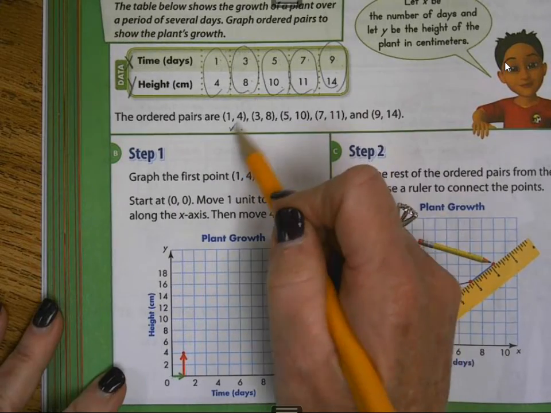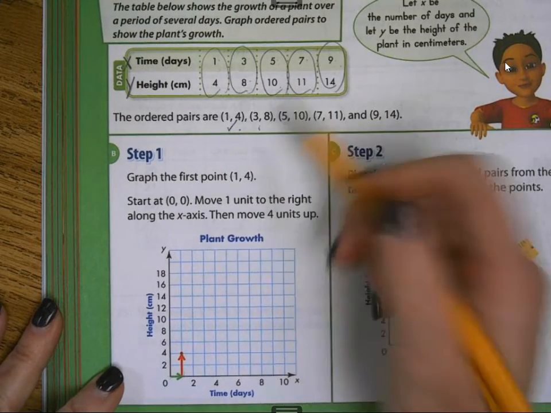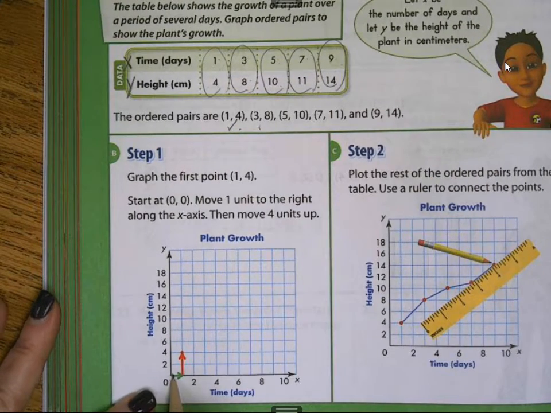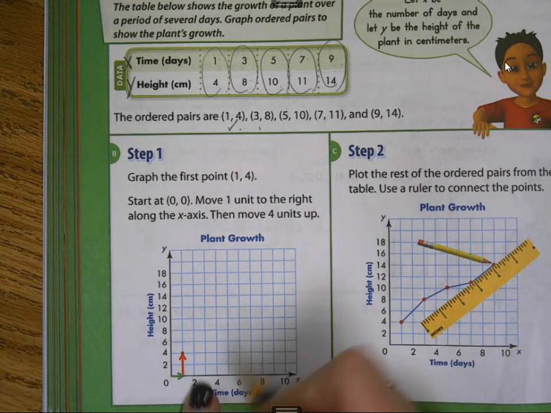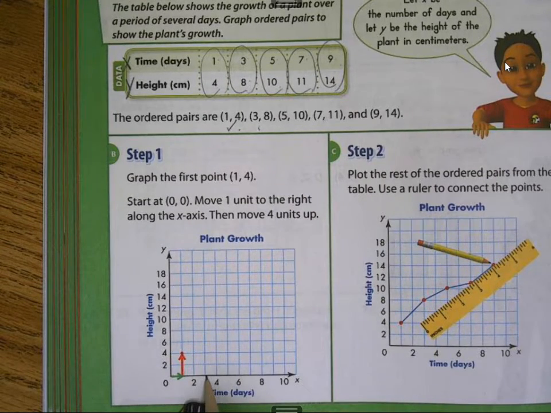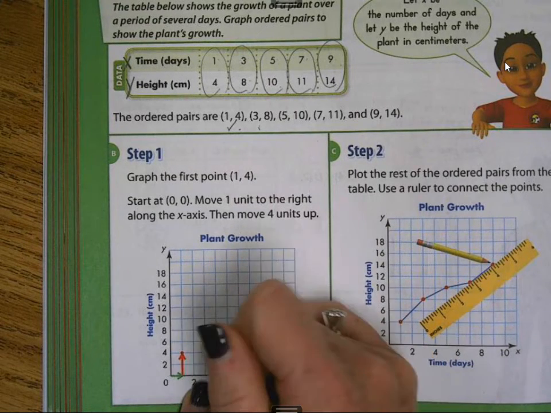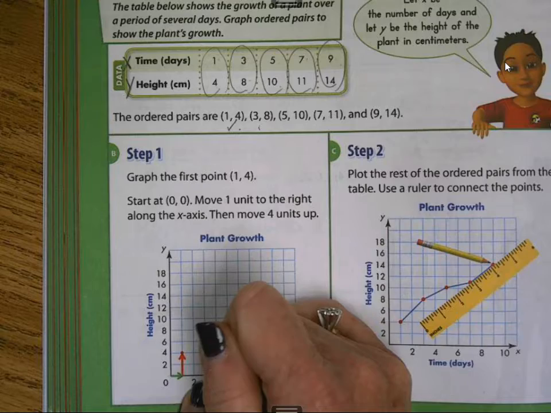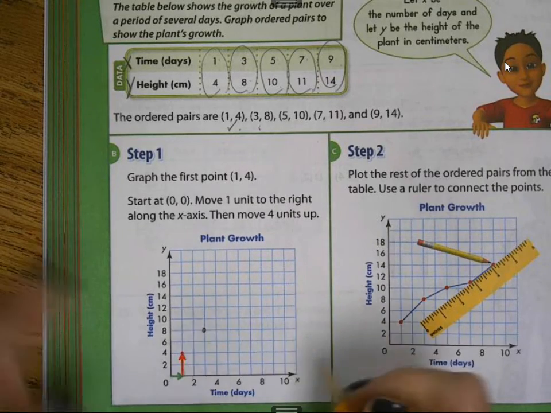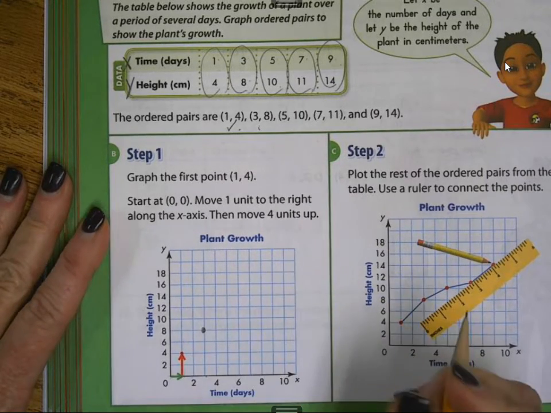So we've done this one. The next ordered pair is 3, 8. So we're going to go over 3 on the X. That's going to be right there in the middle of 2 and 4, and we're going up 8 units. So we move up, and 8 is right here. Okay, so this is going to be our second ordered pair.